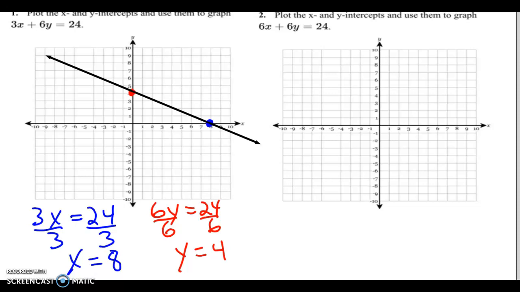Alright, let's take a look at another example. So here we're going to plot the x and y intercepts. I'm going to cover up the 6y. And it doesn't matter which order you do it, I just happen to cover up the y first. So now I've got 6x is equal to 24, so I solve that. Alright, divide by 6 and x is equal to 4. So when x is 4, y is 0.